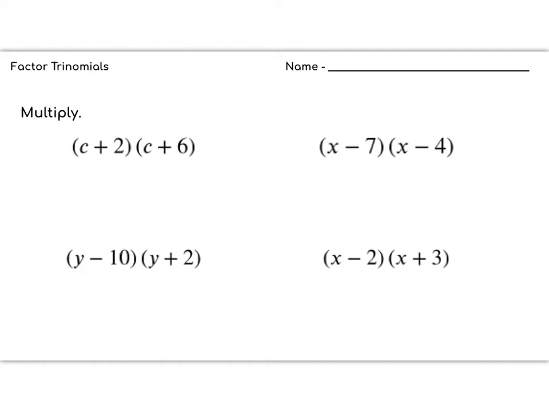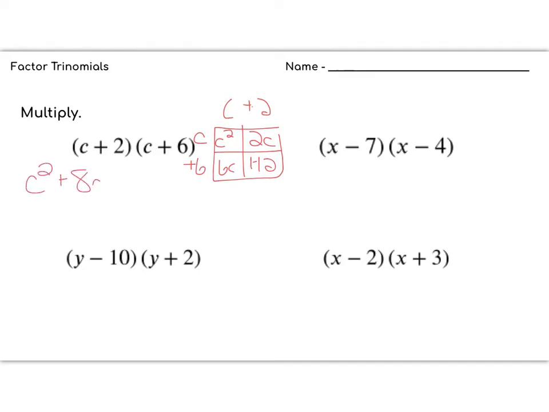We have previously learned how to multiply binomials. Some of you used the box method, so c plus 2 times c plus 6, and you got c squared, 2c, 6c, positive 12, and you wrote c squared plus 6c plus 2c is 8c plus 12.